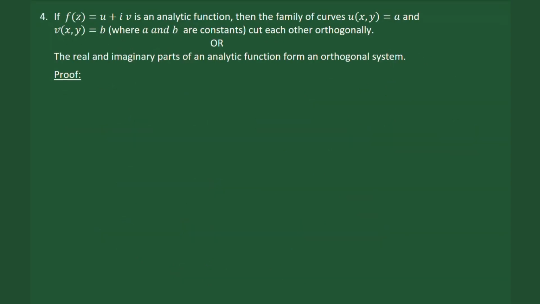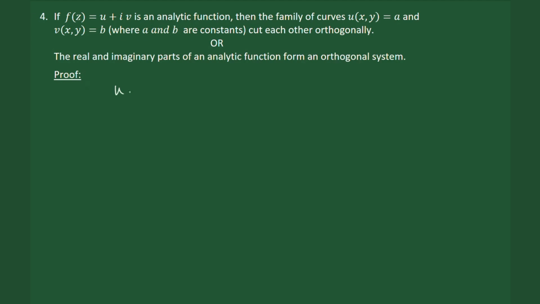Now let us see the fourth property. If f of z is equal to u plus iv is an analytic function, then the family of curves u is equal to a and v is equal to b cut each other orthogonally, where a and b are constants. The same property can also be stated like this: the real and imaginary parts of an analytic function form an orthogonal system. Because the real part is treated as u and the imaginary part as v, u and v form an orthogonal system. So how to prove this result?